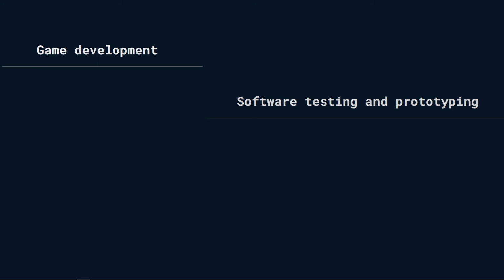Some other fields where Python is used: game development. Maybe Python is not the best choice for game development, but you can use Python for creating some games. For example, for 2D games, you can use the Pygame library, and for creating 3D games, you can use the Panda3D framework. You can also use Python for tasks like build control, bug tracking, and testing.